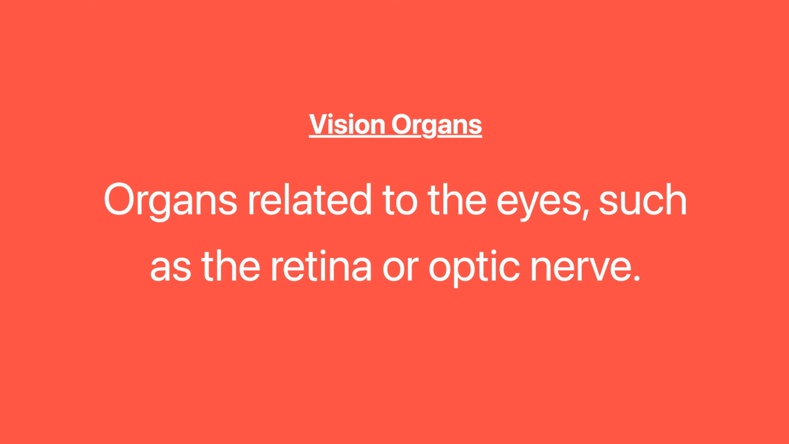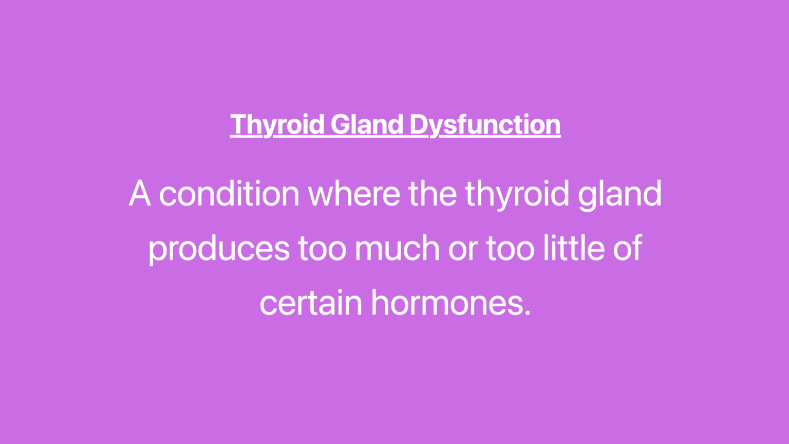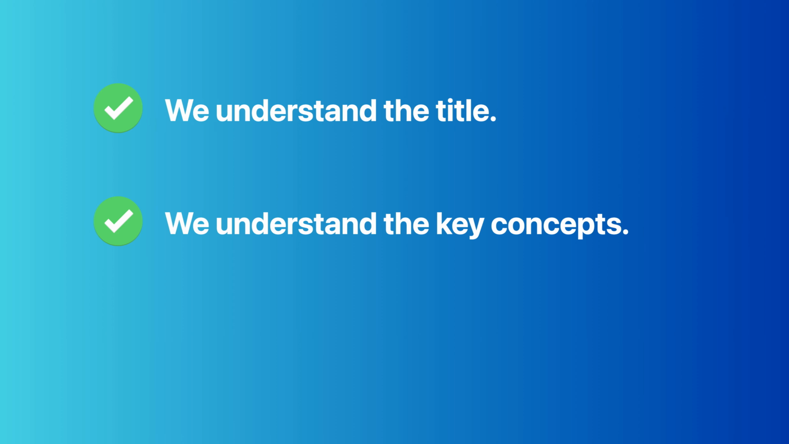Vision organs, organs related to the eyes, such as the retina or optic nerve. Respiratory system, the organs and tissues involved in breathing, such as the lungs and bronchi. Thyroid gland dysfunction, a condition where the thyroid gland produces too much or too little of certain hormones.